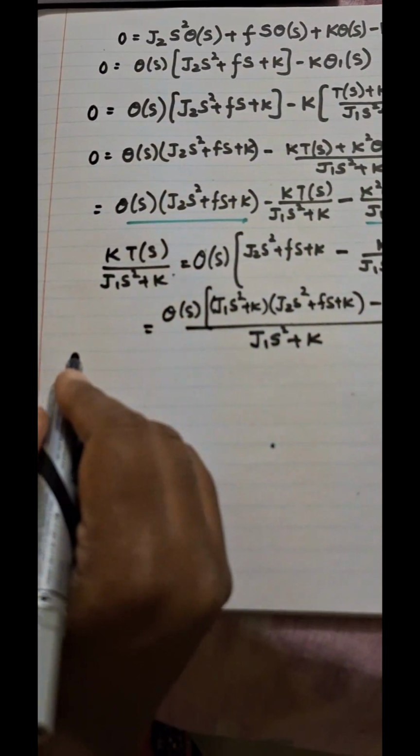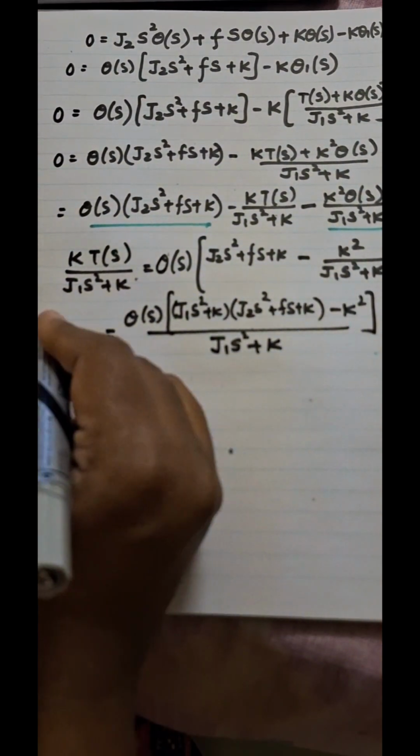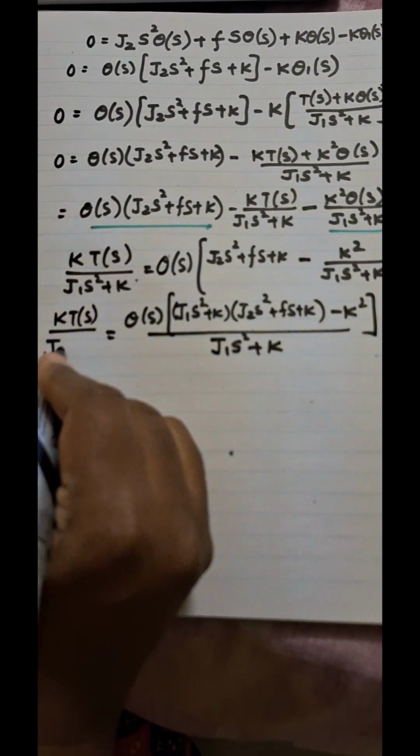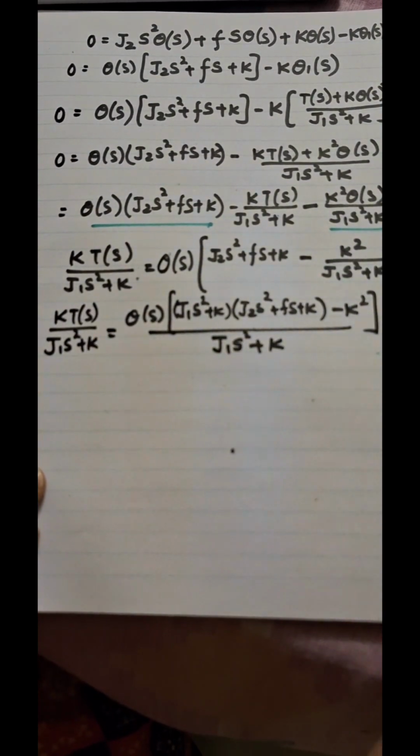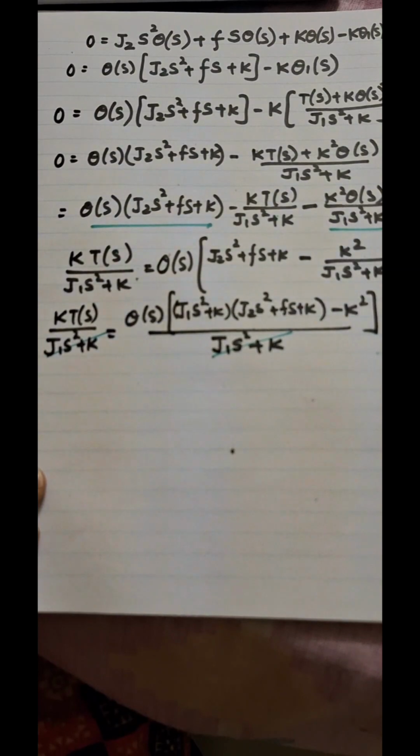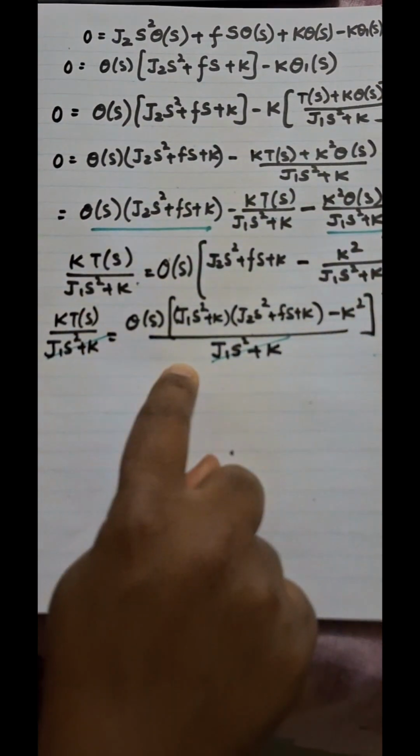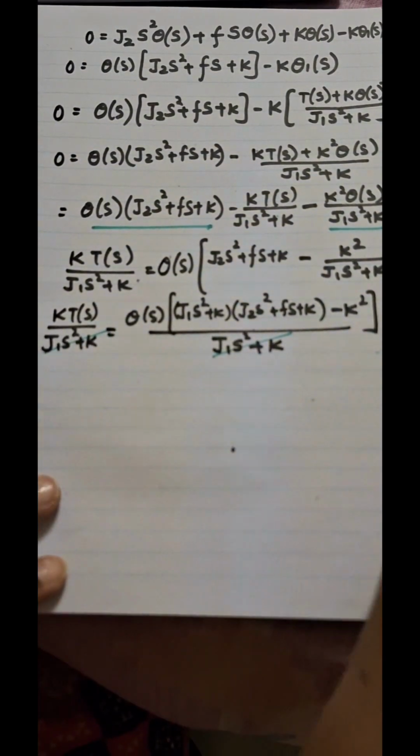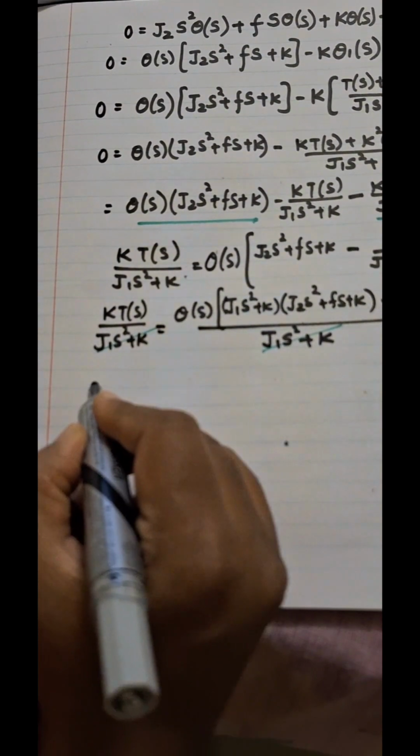What is this side equation? So this side the equation we are having is K T of S by J1 S square plus K. So if you see, the denominator is the same. Let me cancel these two. Can I do it? Denominator cancels, same. So now what is the numerator equation left over?